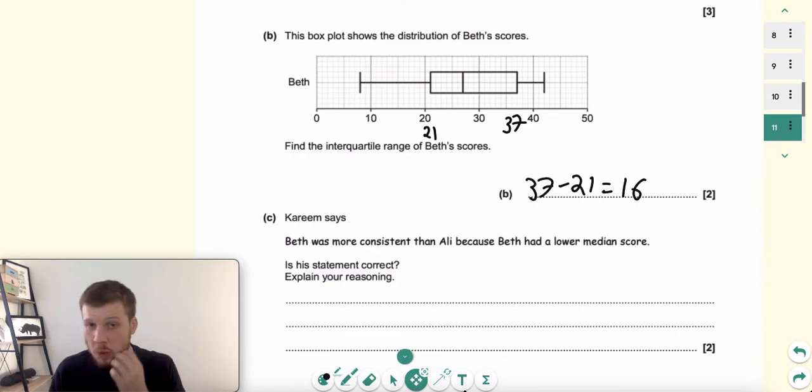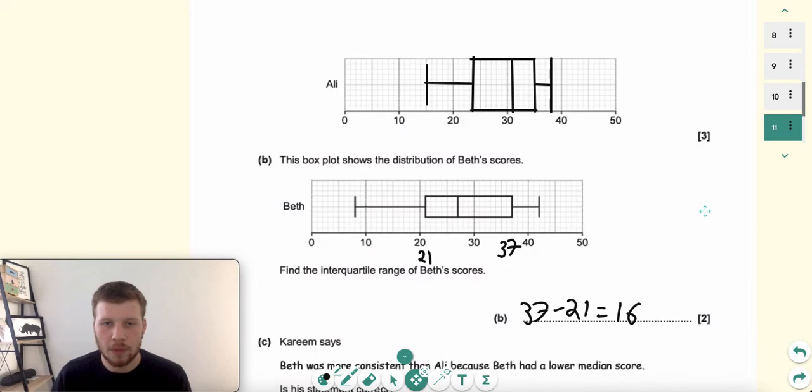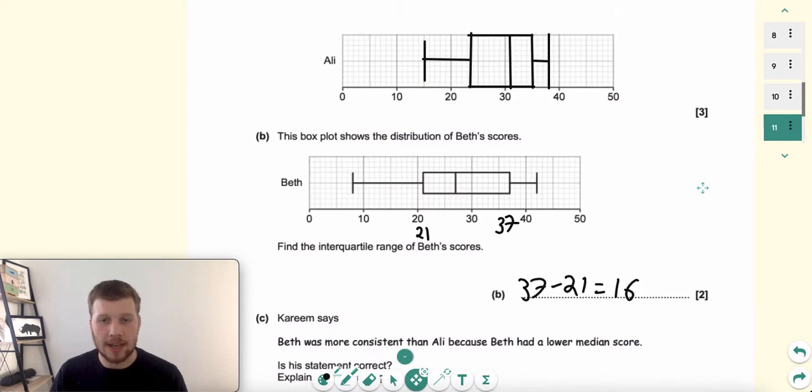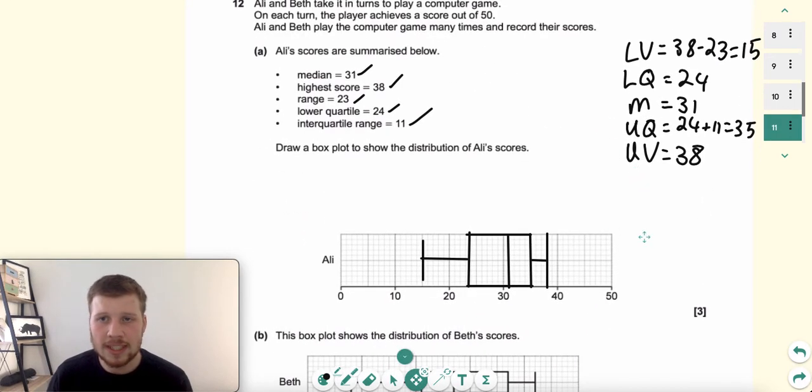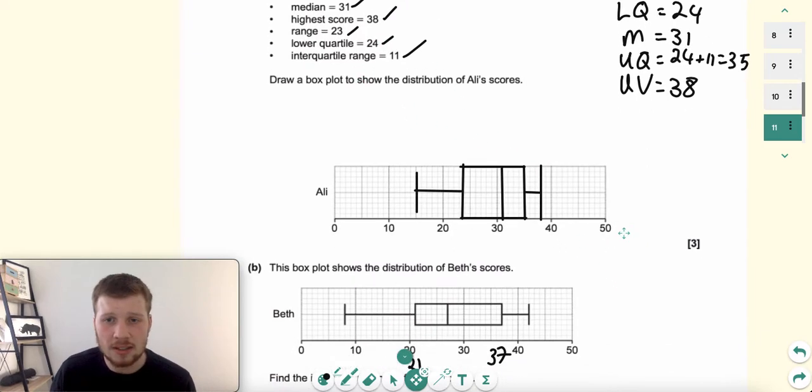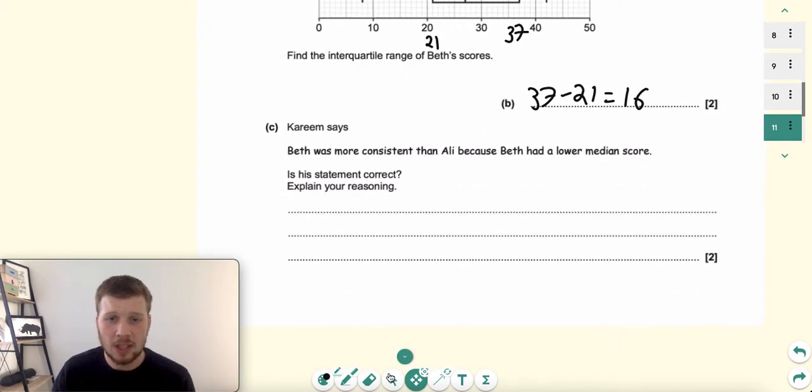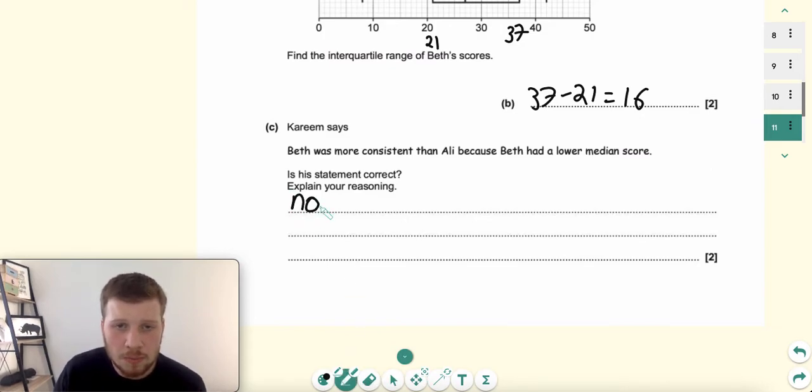Kareem says Beth was more consistent than Ali because Beth had a lower median score. We should know this is incorrect because consistency is typically based off the interquartile range. So what we're looking at for a consistent set of scores is a really small interquartile range. So therefore we'd need to state something like, well, Ali's is 11 and Beth's is 16. We would state that this is incorrect.